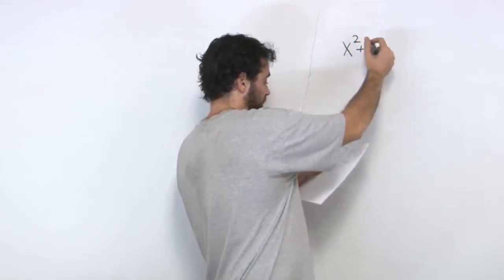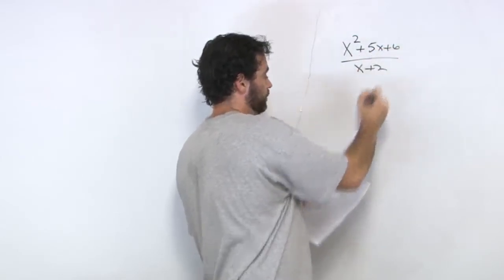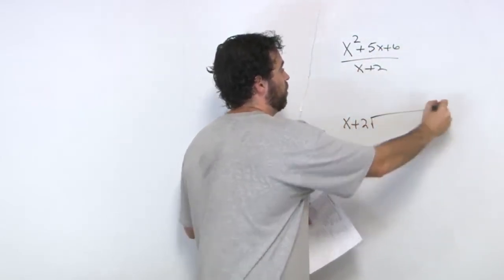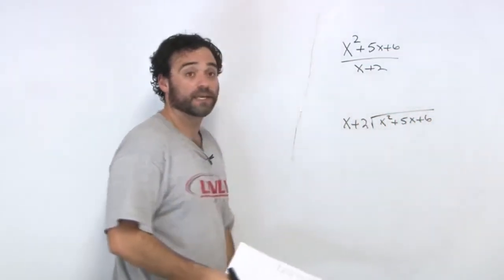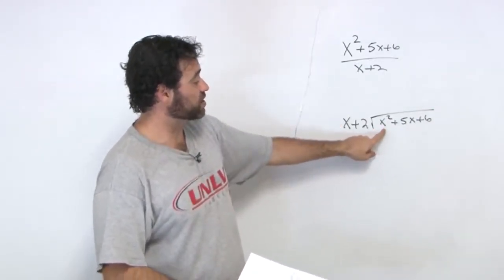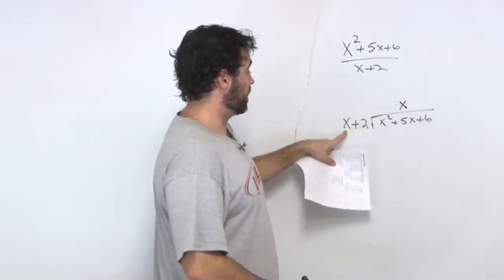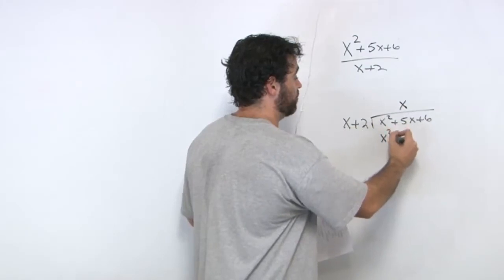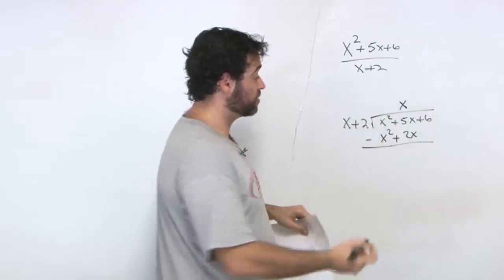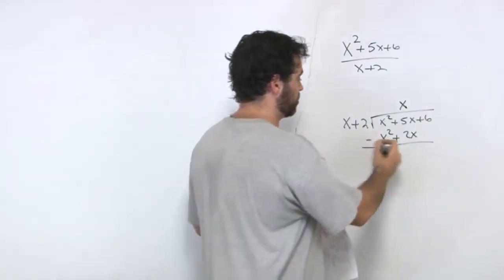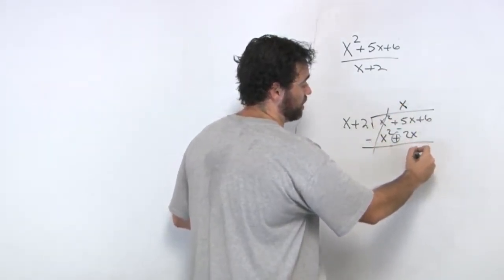We say x squared plus 5x plus 6 all over x plus 2. So we're going to divide it out, long division, x plus 2 into x squared plus 5x plus 6. Same idea. We're going to say, how many times does x go into x squared? It goes in x times. So x times x plus 2 is going to be x squared plus 2x. Remember, it's a division algorithm, so we're going to be doing successive subtractions. So subtract that. These cancel. 5x minus 2x is 3x.